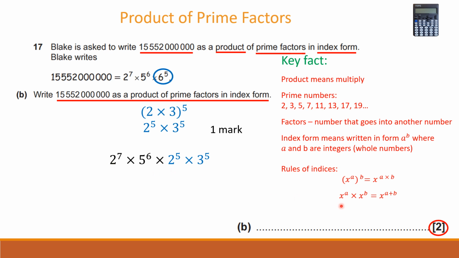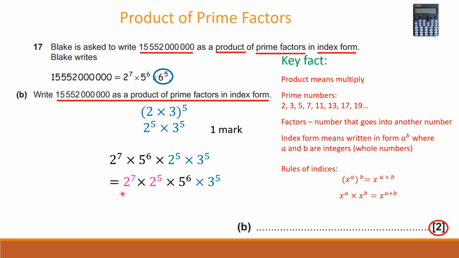So we're now going to use my second rule down here, where I've got x to the power of a times by x to the power of b is x to the power of a plus b, where x is going to be the value of 2 because the 2's are the same, and a is going to be a 7 and b is going to be a 5, so I'm going to use that bottom rule.